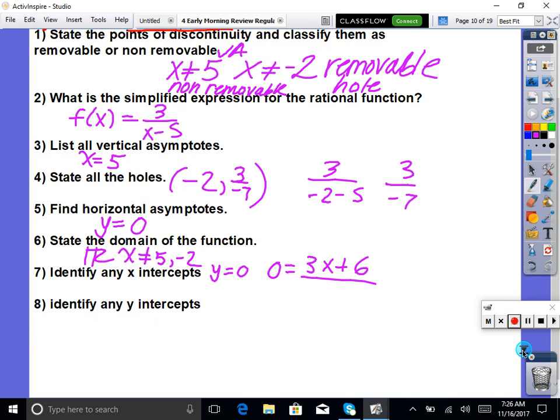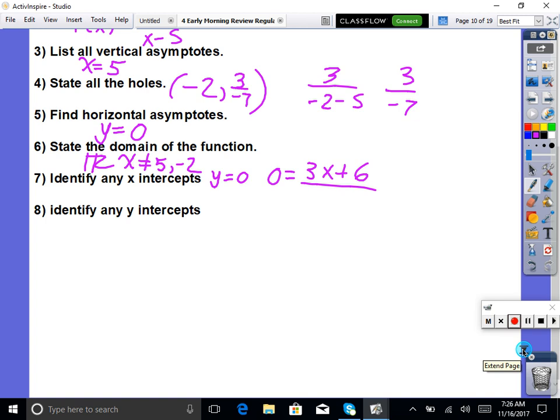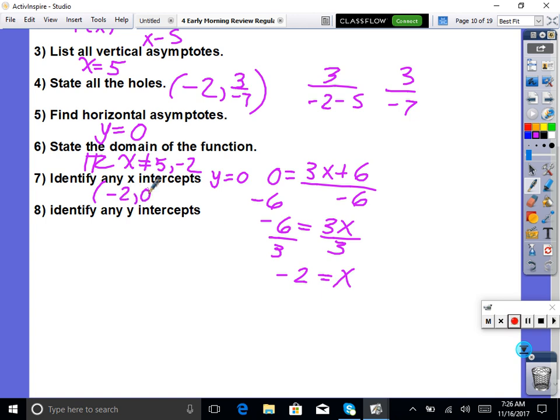So, solve for x. How would we solve for x? We'd subtract 6, wouldn't we? Negative 6 equals 3x, divide by 3, so negative 2 equals x, correct? So we'd say to ourselves, our x-intercept is negative 2, 0, but now we just have to check one thing. Can negative 2 be in our domain? If yes, we're good.